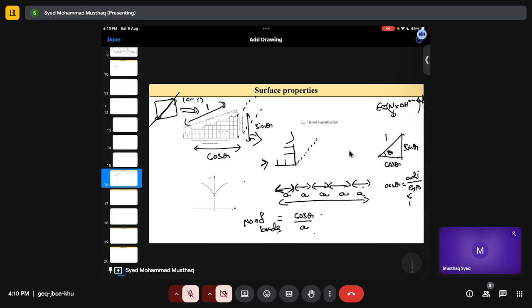Now what about the horizontal direction? Now what about the number of bonds being broken on the vertical one? Again the same. Each of this distance is A. Then the number of bonds being broken will be sin theta upon A.